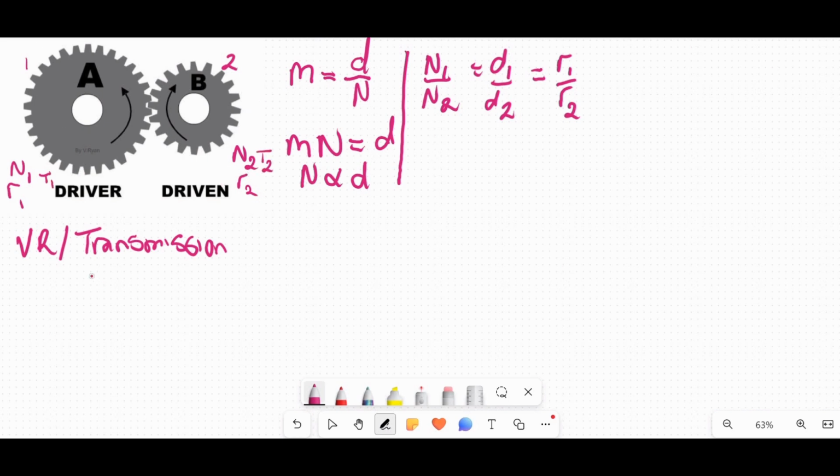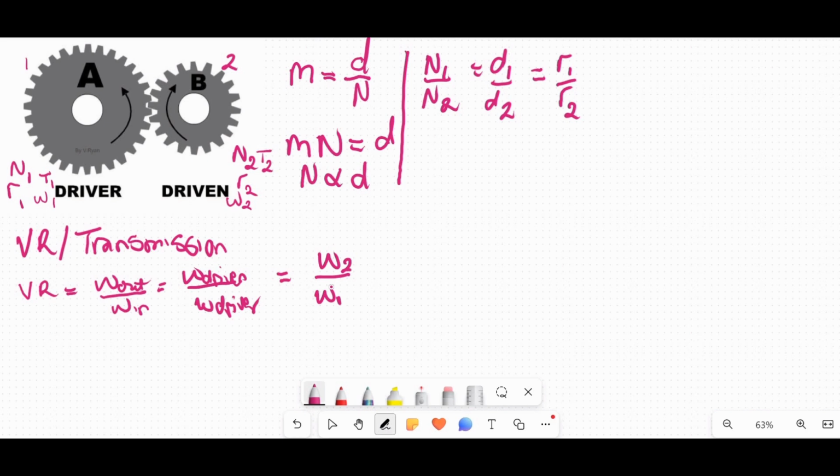Our gears are rotating, so they have an angular speed. This one has got an angular speed omega 1, this one has got an angular speed omega 2. We are talking about angular speeds as opposed to linear speeds because we are rotating, not going straight. Now, what is the definition of the velocity ratio? The velocity ratio is the ratio of the output speed over the input speed. It's the ratio of the driven over the driver, which is equal to omega 2 over omega 1.